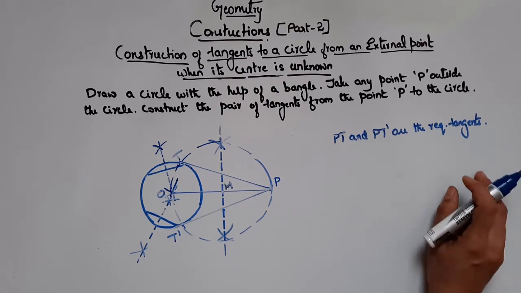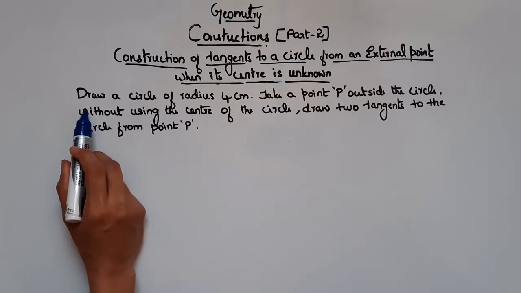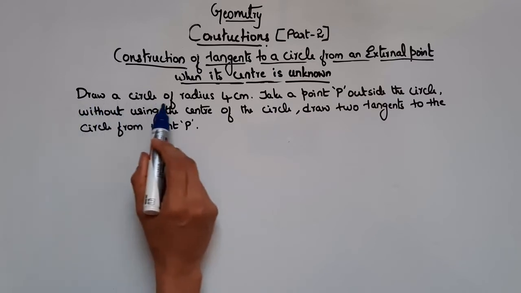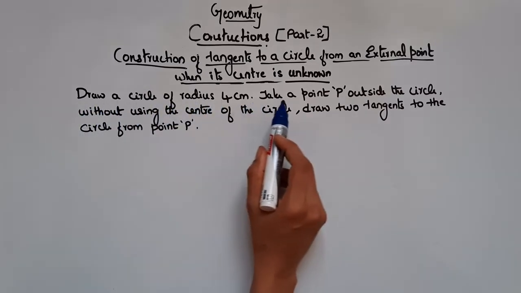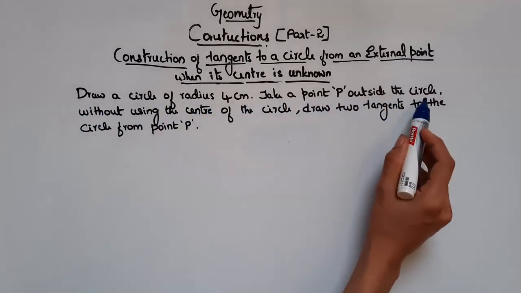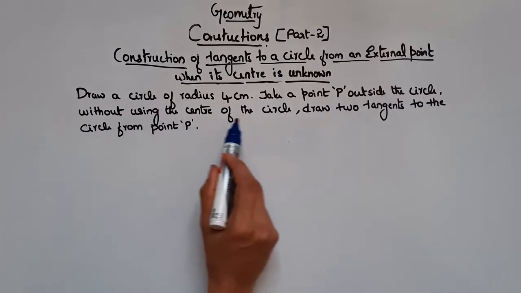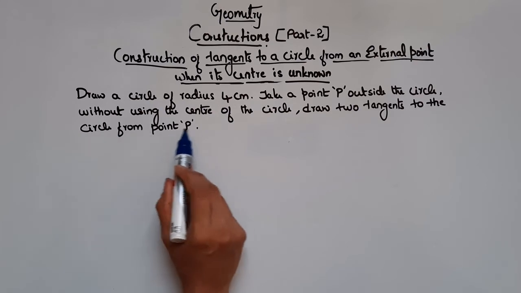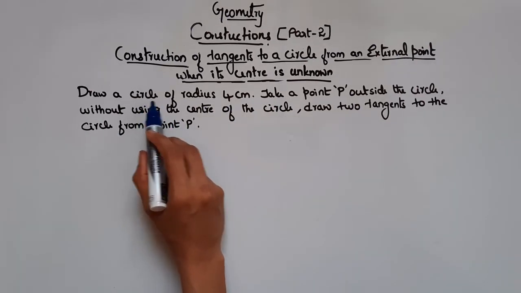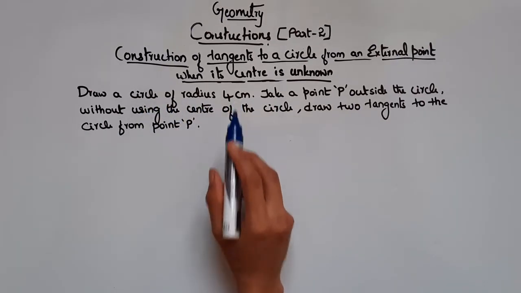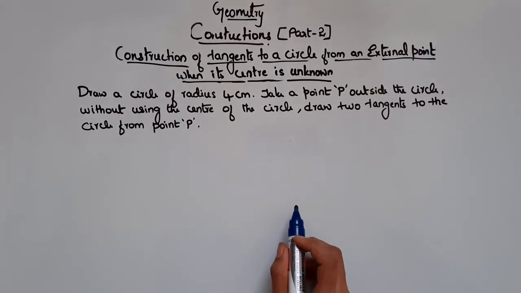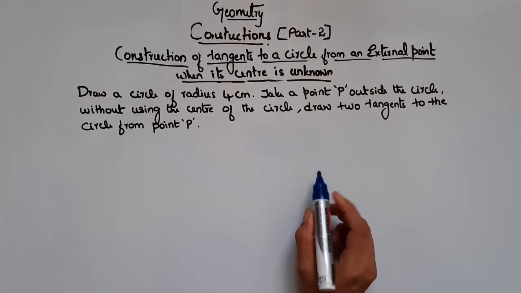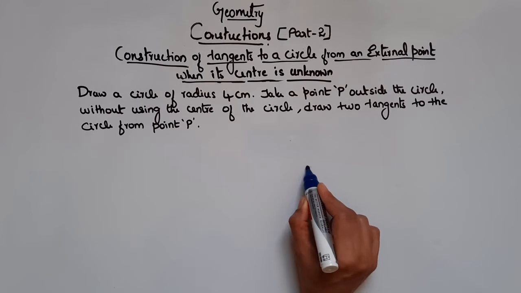Now let's see one more type of problem. Now let's see this problem. Here it says, draw a circle of radius 4 cm. Take a point P outside the circle. Without using the center of the circle, draw two tangents to the circle from point P. So here we have to draw a circle of radius 4 cm. So you will take your compass, measure 4 cm and draw a circle of radius 4 cm. So let me draw freehand.